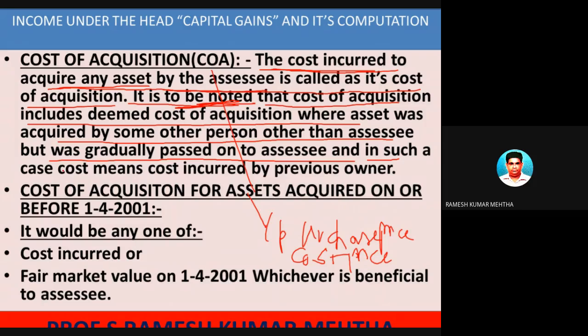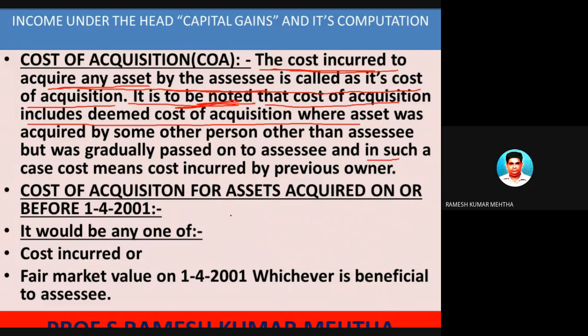And in such a case, cost means cost incurred by the previous owner. So I will explain what this particular stuff means. It means that, for example, Mr. X has purchased this piece of land on, for example, 1/8/2001 for some 10 lakh rupees. Now, this he has gifted to his son, Mr. Y, on 1/9/2010.